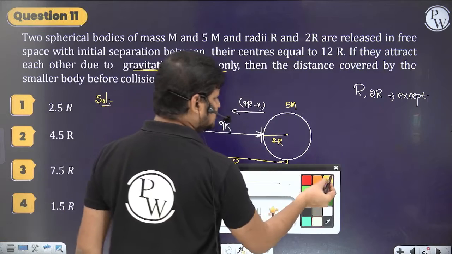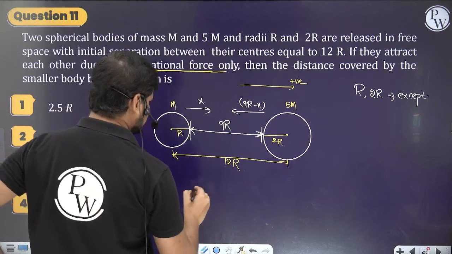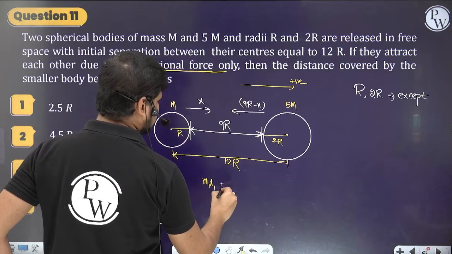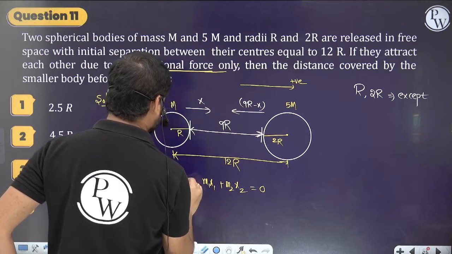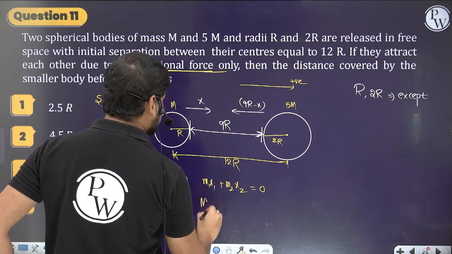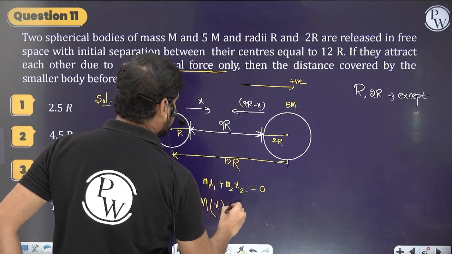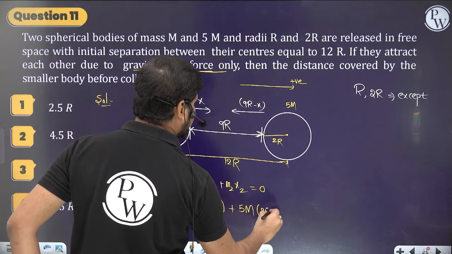Same concept again. Consider this side direction as positive. Then I can write, as the center of mass is at rest, m1x1 plus m2x2 is equal to 0. What is m1? Capital M mass, and x1 is x. And m2 is 5m mass, and x2 is 9R minus x.